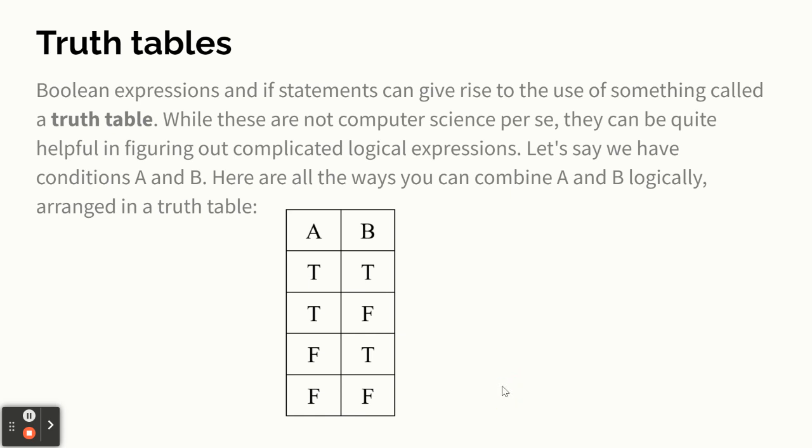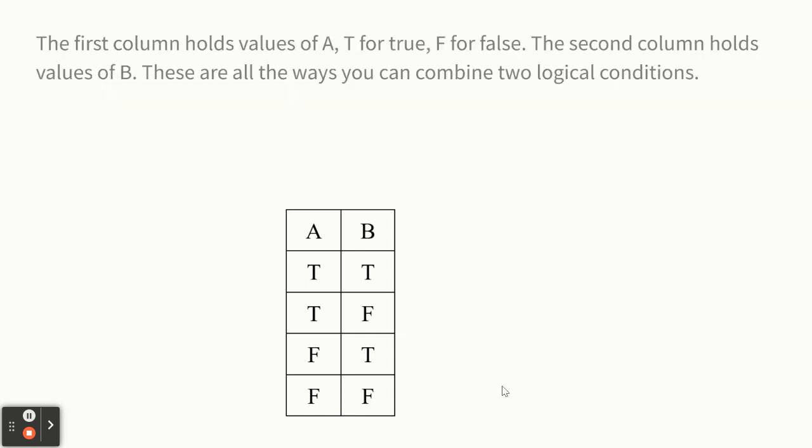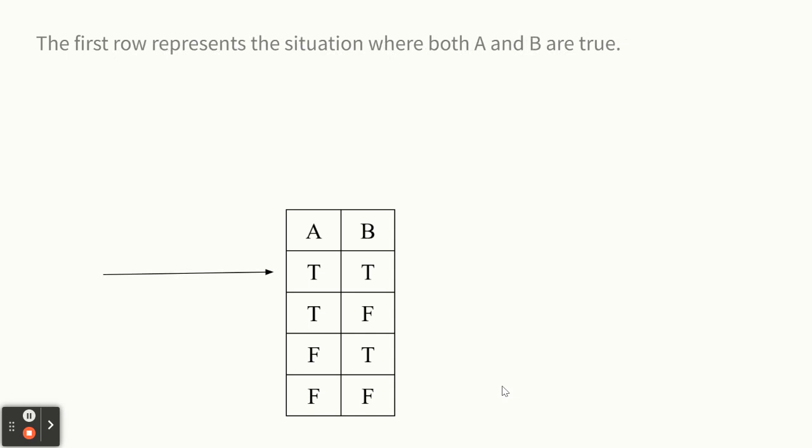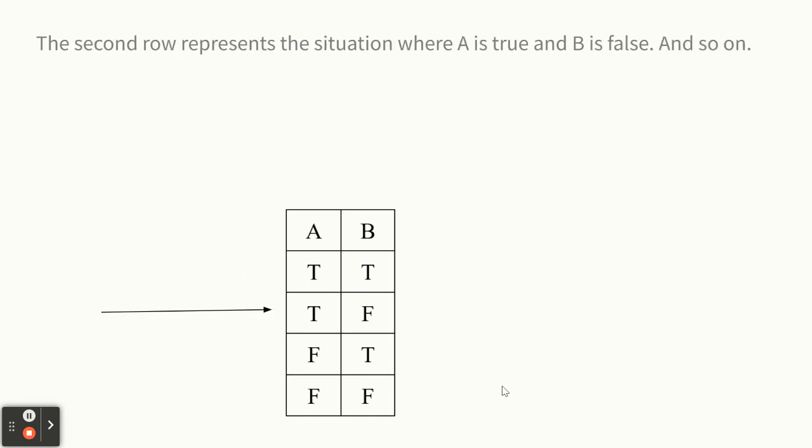So the first column holds the values of A, T for true, F for false. You can also do 1s and 0s, 1 for true, 0 for false if you want. The first row represents where both A and B are true. And then the second is where A is true and B is false, and so on. I'd strongly recommend you look at what I'm doing up here, because you're about to have to do it on a piece of paper.